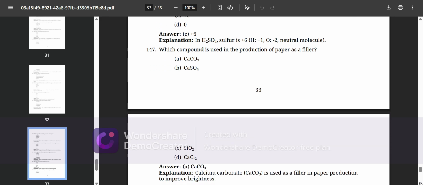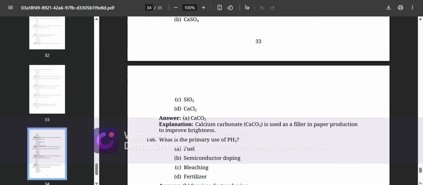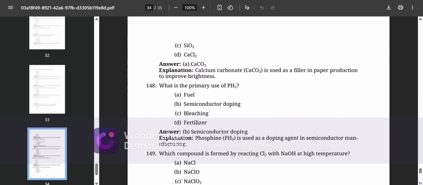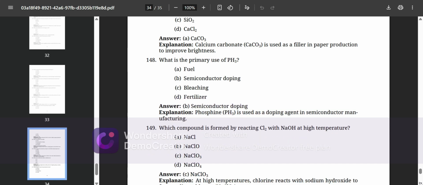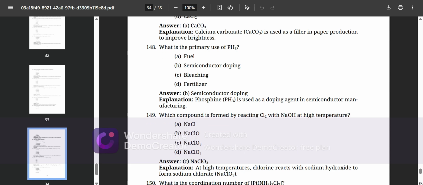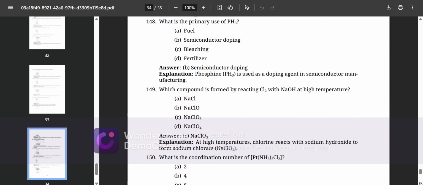Which compound is used in the production of paper as a filler? Calcium carbonate. Calcium carbonate is used as a filler in paper production to improve brightness. What is the primary use of PH3? Semiconductor doping. Phosphine, PH3, is used as a doping agent in semiconductor manufacturing.